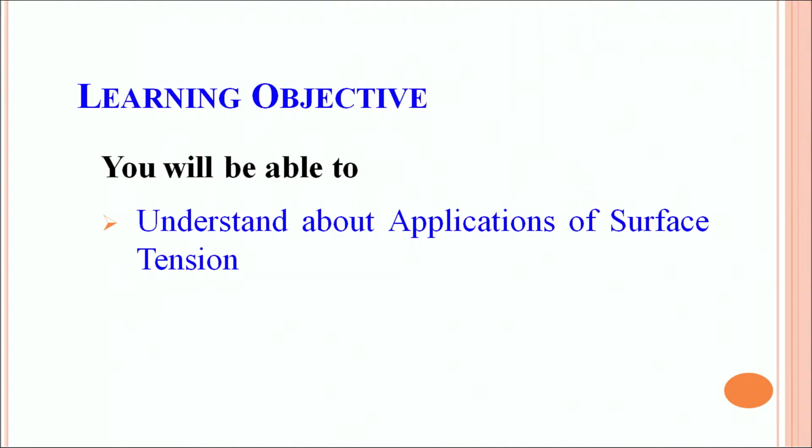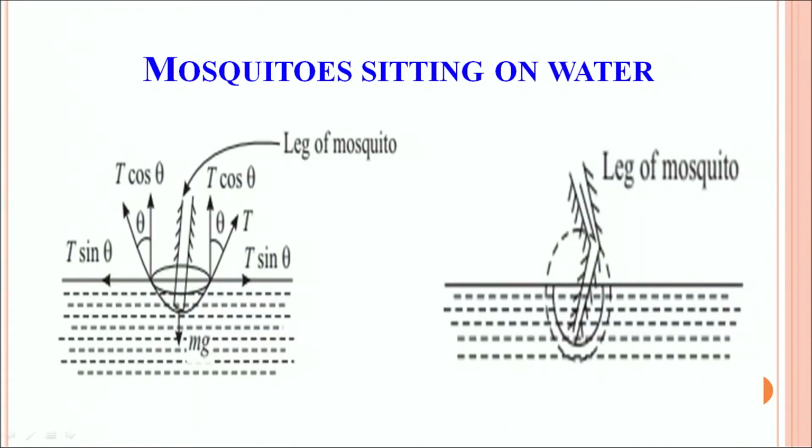Today, we are going to learn about properties of fluids. In our last class, we had already seen what surface tension and surface energy are, and today we are going to deal with its applications. So, the main learning objective of this slide is to understand the applications of surface tension. Now, the very first example is how a mosquito sits on the surface of water.